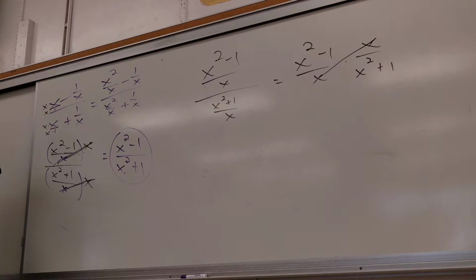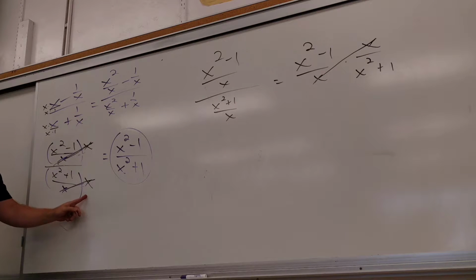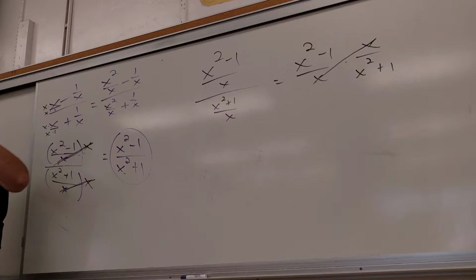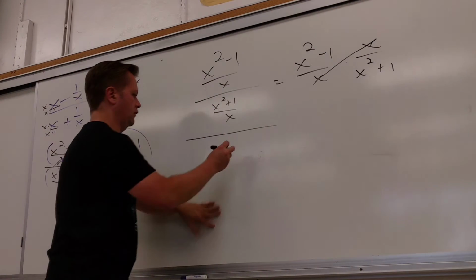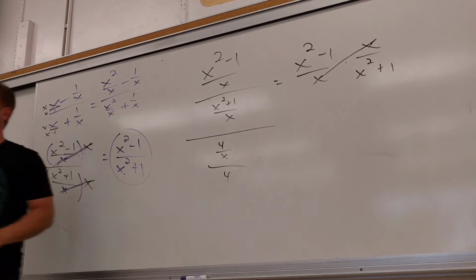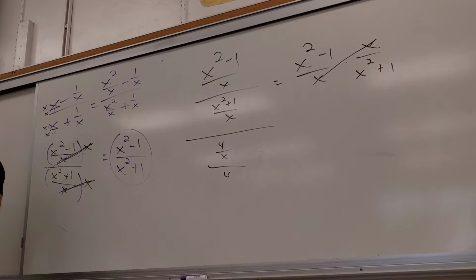But again, it's all about what makes more sense to you. You don't have to introduce some x out of nowhere. They're the internal x's killing themselves. But, for example, if I have 4 over x divided by 4, that should not be a hard problem. What's 4 over x divided by 4? Without doing any real work.